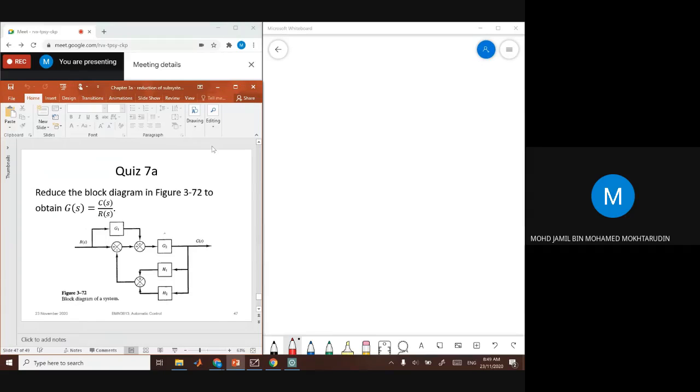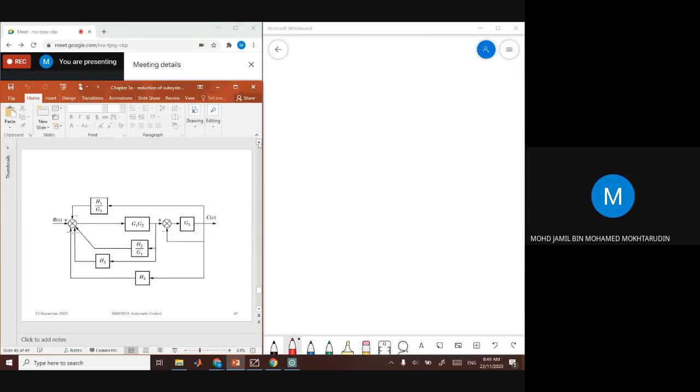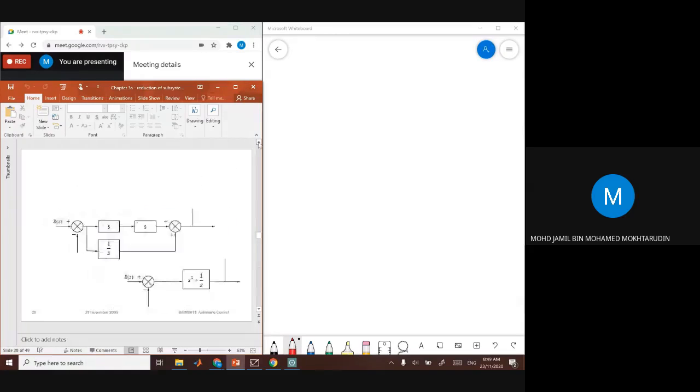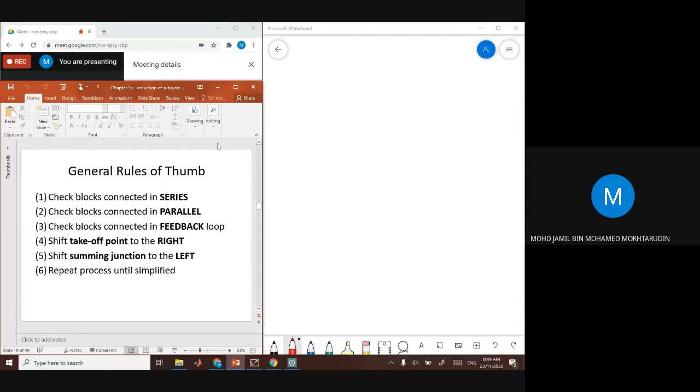Okay, so quiz 7A. Before we go to answering this question, let me revise the rules for reduction block diagram. So the rules of thumb, as given in the slide, there are 6 steps to follow. First, you need to check for any series connection. If there is no series or cascade connection, then you need to check for parallel connection. If there is no parallel connection, then you need to check for feedback loop.